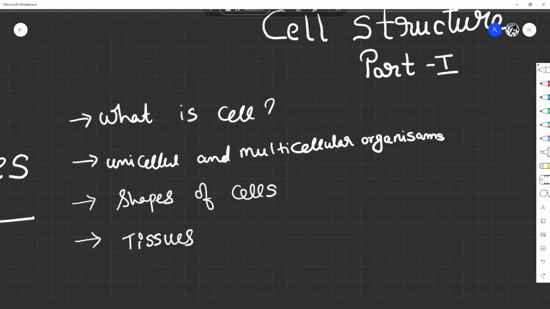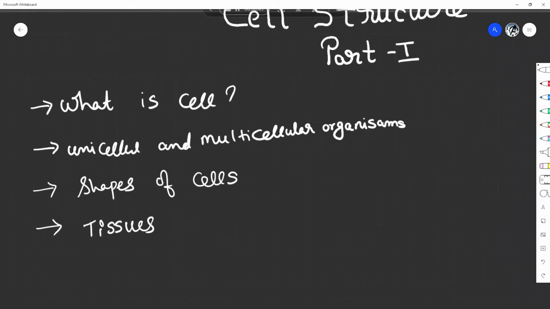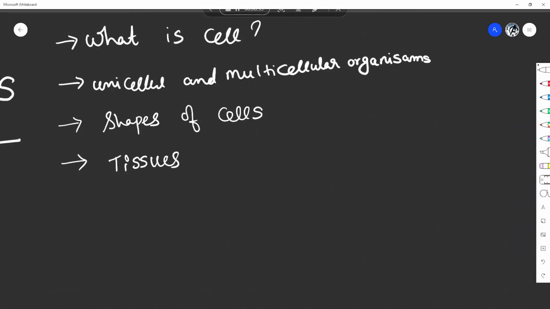So, coming to the first question, what is a cell? Have you ever wondered what our body is made up of? It is made up of various organs. These organs are divided into small portions, which we call tissues. And if these tissues are again divided, then we find cells. Cells are the tiniest part of your body or organ.